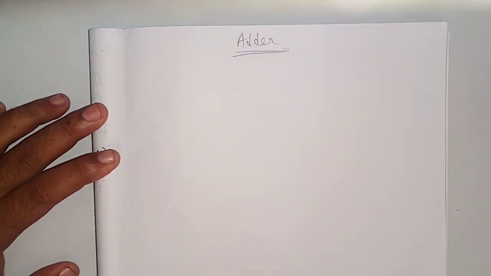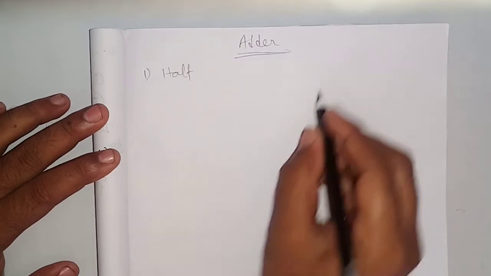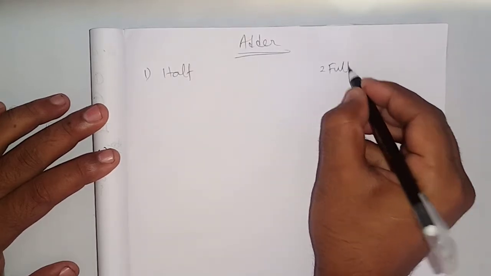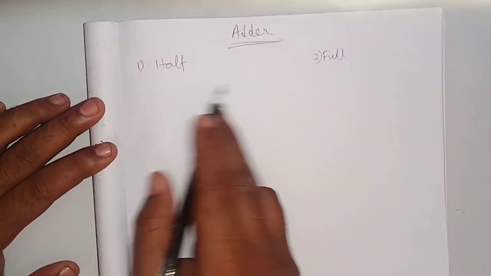Today's topic is adder. Adders are of two types: one is half adder, and the second one is full adder. So what is the difference between half adder and full adder?